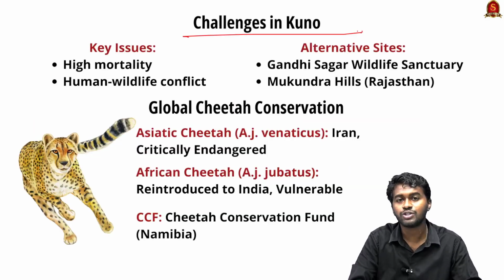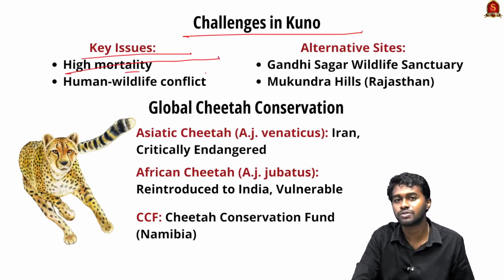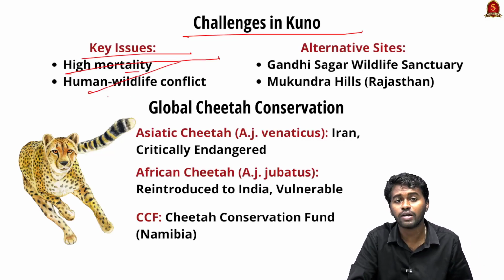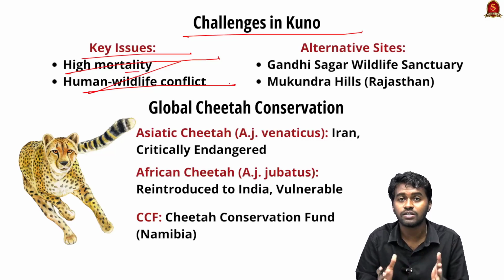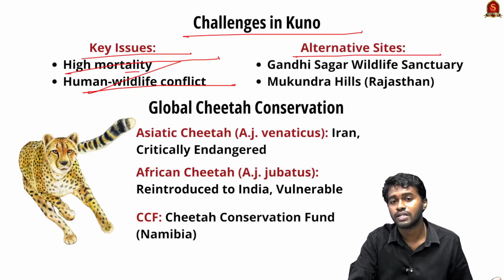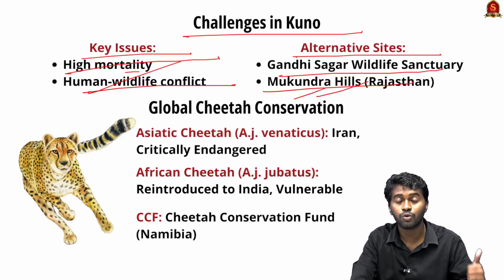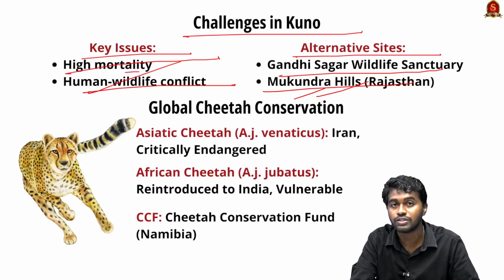And the Kuno National Park was previously considered for the rehabilitation or reintroduction of the Asiatic lion. Coming to the challenges in the Kuno National Park, the first one was the high mortality, because we know that recently there was news that because of infection, many cheetahs are dying. And the next is human-wildlife conflict. Even though various steps are taken, the man-animal conflict is still prevailing and is a big environmental challenge. We have alternative sites like the Gandhi Sagar Wildlife Sanctuary and the Mukundara Hills in Rajasthan. But you have to note that the Kuno National Park is best because its ecosystem is very suitable for the cheetah's survival.